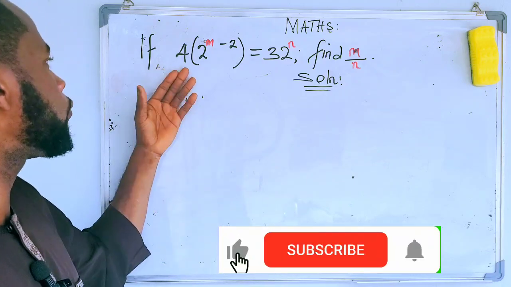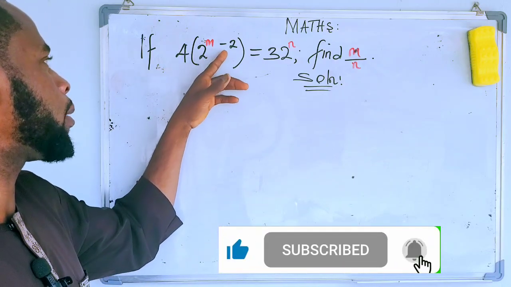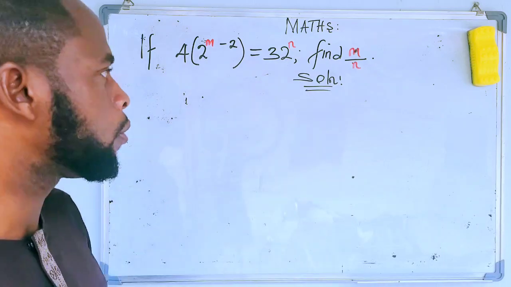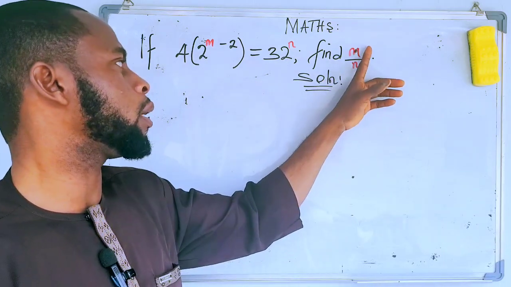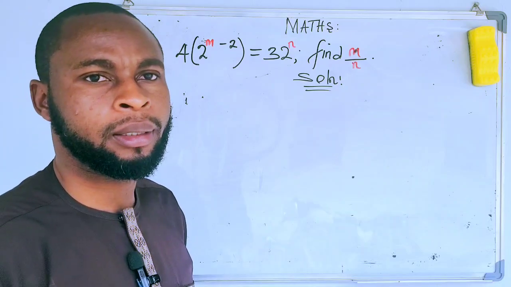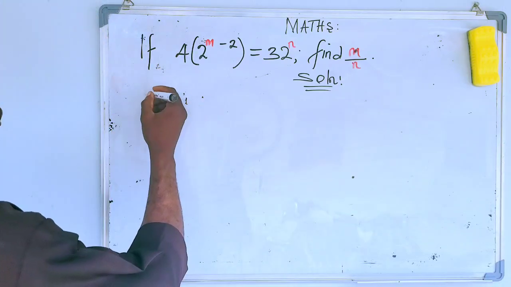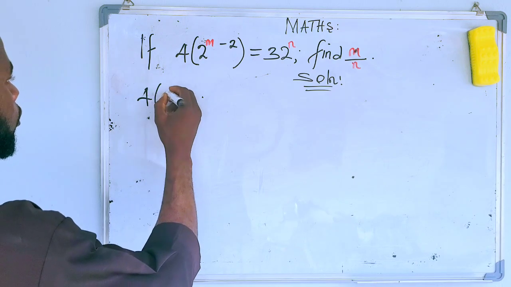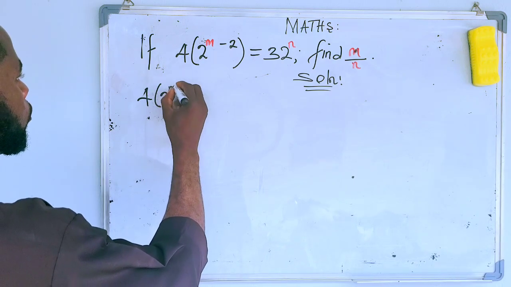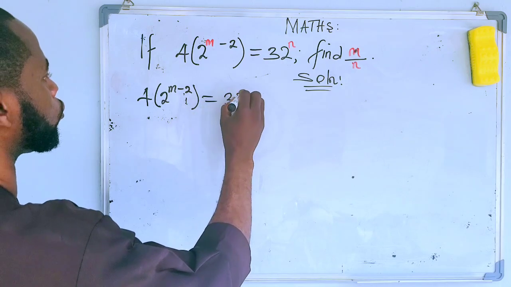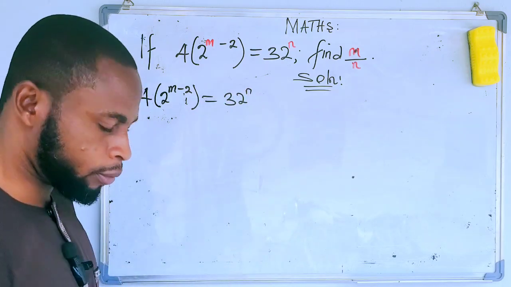In this video, we are going to consider this question here on the board. We have 4 times 2 to the power of m minus 2 equals 32 to the power of n. We have to find the value of m divided by n. Now the solution. I come down here with the question: 4 into 2 to the power of m minus 2 equals 32 to the power of n.